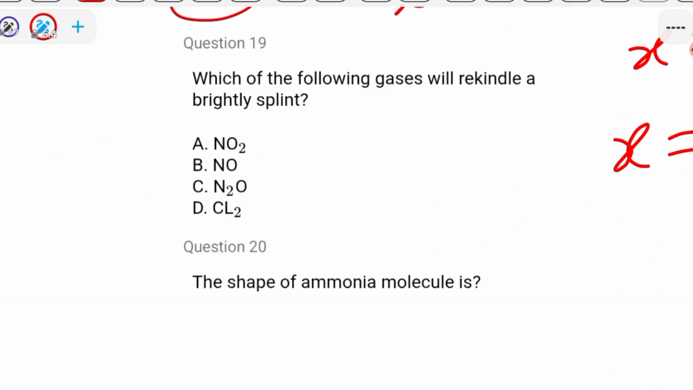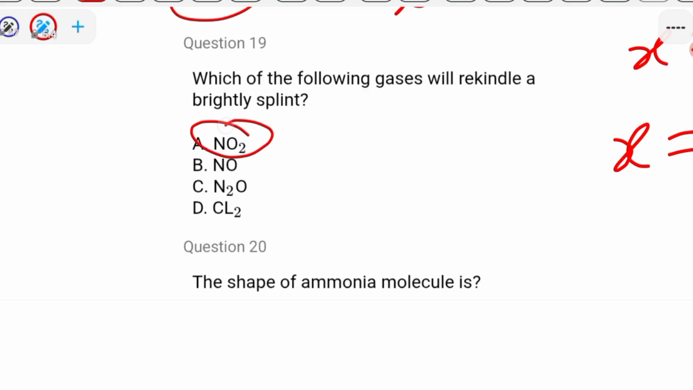This one is, which of the following gases will rekindle a brightly glowing splint? Okay, so the first one is NO2. We are looking at a gas that will support combustion. NO2 is nitrogen dioxide. It supports combustion, but only at very, very high temperatures, and a glowing splint is not at an extremely high temperature like that.